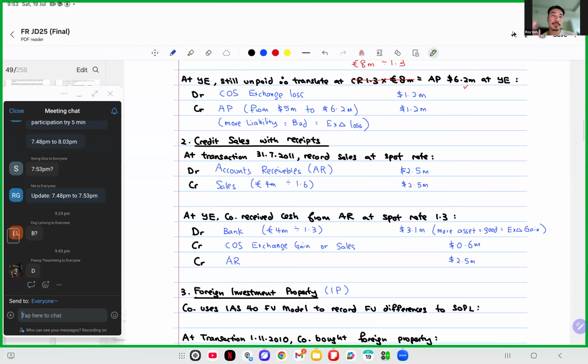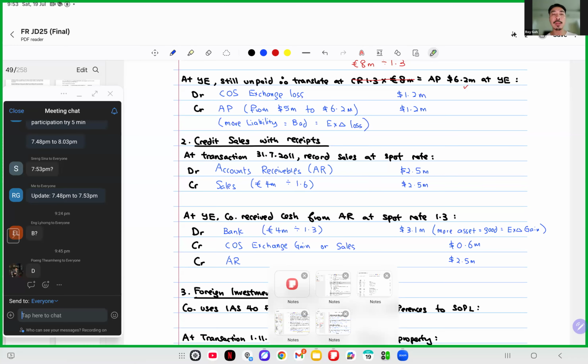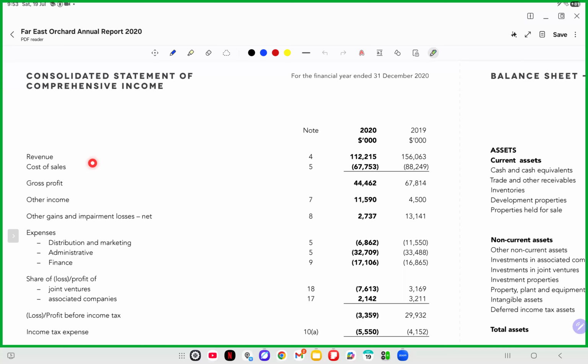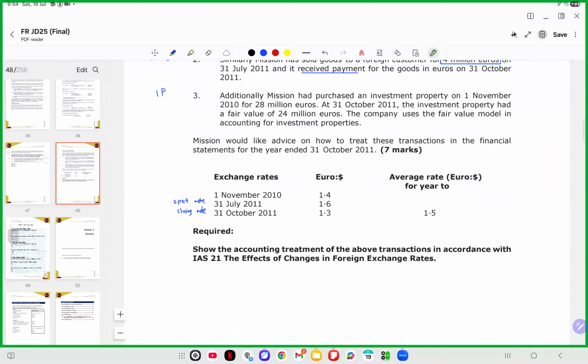So a student asked me, stop. Exchange differences from the purchases go to cost of sales, but how come exchange differences from the sales also go to cost of sales? You can also put to sales, it doesn't matter. If you put to sales or cost of sales, the answer is still the same. As long as it affects your gross profit, you are fine. It does not matter, because both of them affect your gross profit. You see the point?